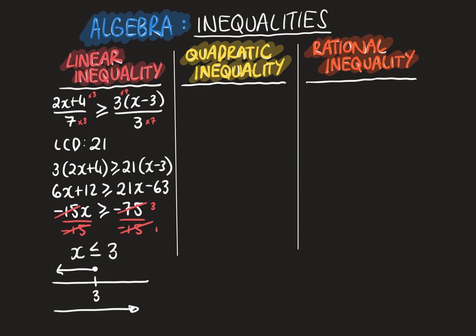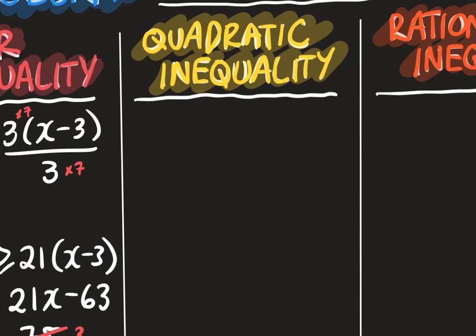Okay, so the next inequality that we are going to be dealing with is the quadratic inequality. Okay, so what's the difference? Linear meaning your highest power of x will be a 1. And with quadratic, your highest power of x is going to be a 2. Also, more specifically, it'll 9 times out of 10 be in the form of a parabola.